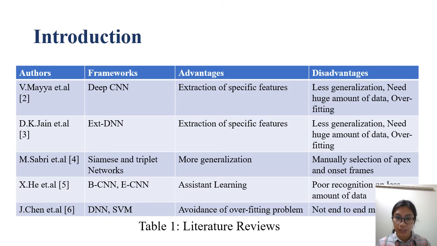According to the author He, they use two different networks for recognizing emotions. One is a binary classification model for classifying whether the given inputs belong to positive or negative emotions. Using the binary classification result, they use a second model that is trained for target emotions. Their limitation is poor recognition on a small amount of data. According to the researcher Chen, they use a deep neural network and support vector machines for facial expression recognition and avoid overfitting problems. However, their model is not end-to-end.